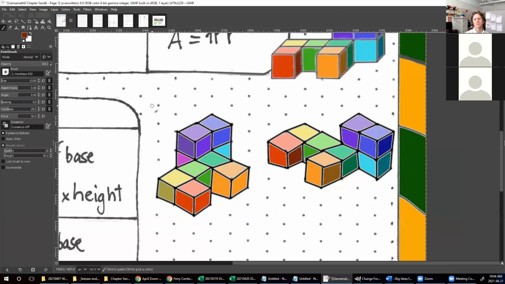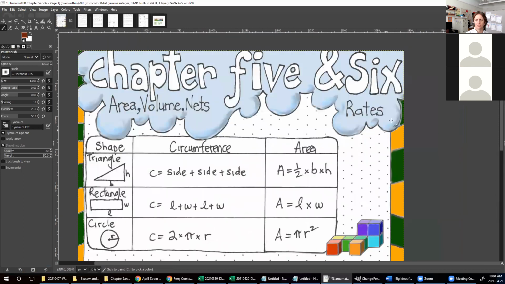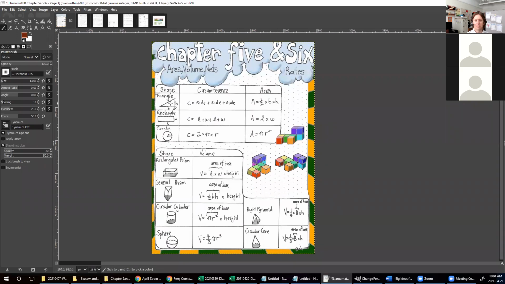So this week, again, we're going to be talking about rates at the start, and then area, volume, and nets if you want to at the very end. The first page is essentially all formulas, and these are formulas to figure out the area of a triangle, a rectangle, a circle. These are important things to know in life. And then also to figure out volume, and there's a real trick to some of these.